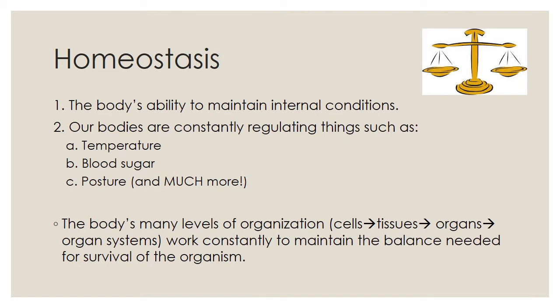So homeostasis is the body's ability to maintain internal conditions. And internal conditions, there's several different things that means. So our bodies are constantly working to regulate things like our temperature, our blood sugar, our posture, and so much more. But three main things are temperature, blood sugar, and posture. So our bodies can't have too high or low of a temperature, too high or low of blood sugar, and of course we don't want to have terrible posture because that affects how lots of different things work and different systems. So the body's main levels of organization, which are cells, tissues, organs, and organ systems, are all working constantly to maintain the balance that's needed for us to survive, and that balance again is called homeostasis.